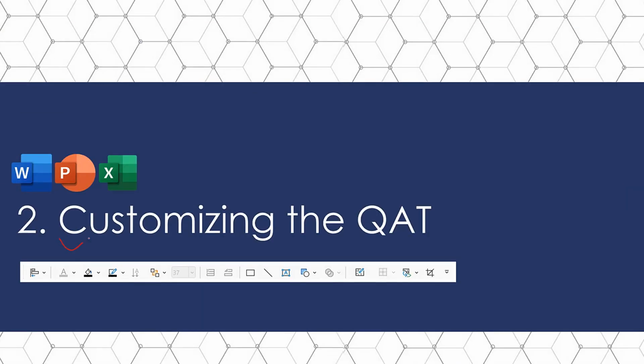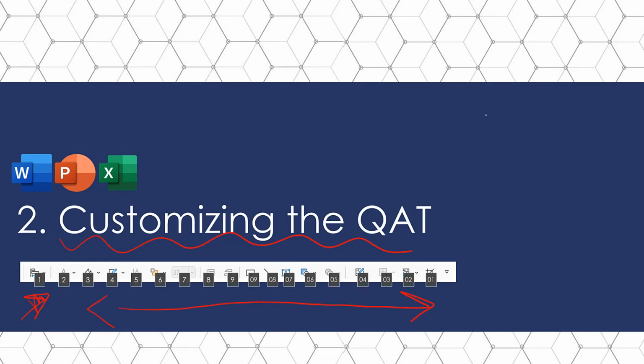Next, let's look at how to customize the Quick Access Toolbar with your favorite commands and features to turbocharge your productivity. And the order you place these commands is going to make a big difference, as that's what creates the Alt-driven keyboard shortcuts that works on PC versions of the Microsoft Office Suite only.